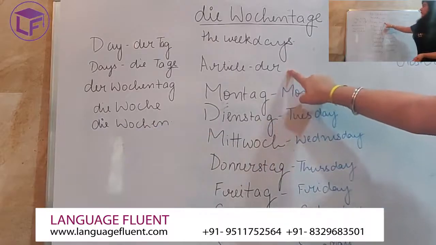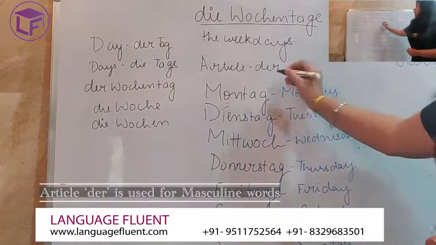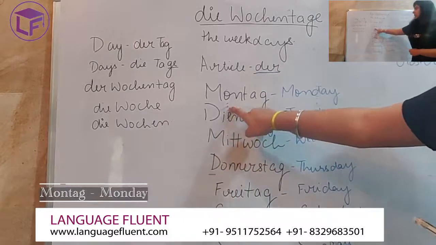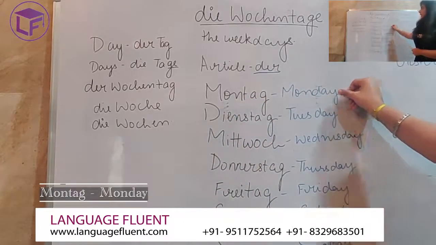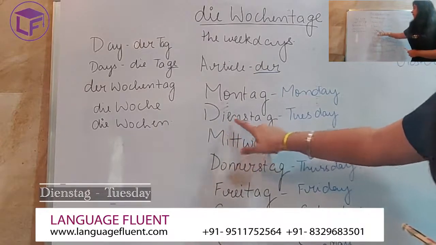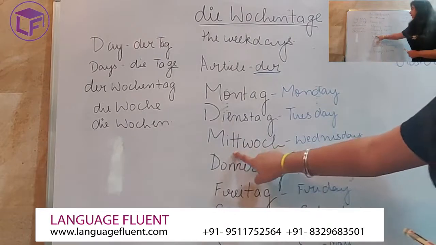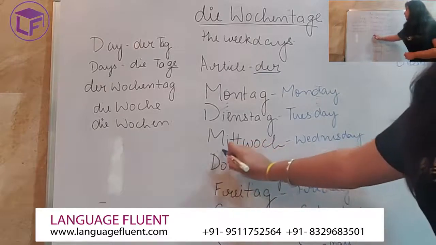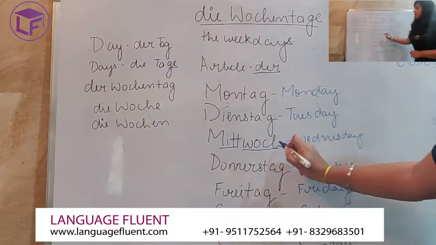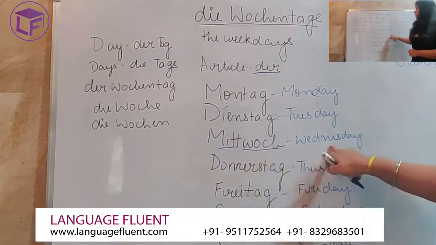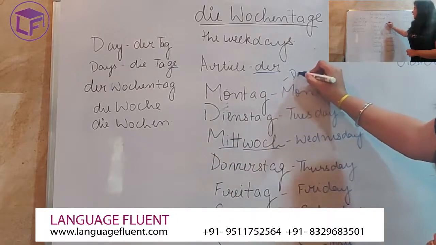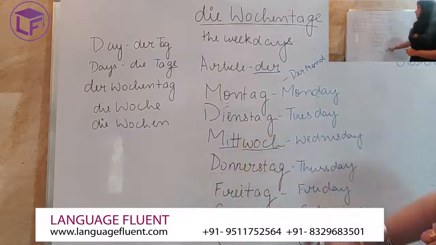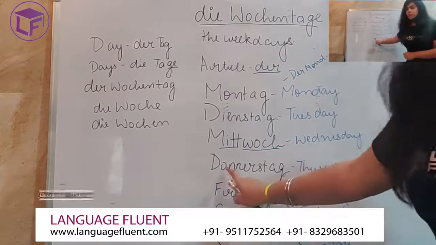The article that will be used for days is der. That means they are masculine. So let's start. First is Montag, which means Monday. Then Dienstag means Tuesday. Mittwoch means Wednesday, the middle of the week. Mit means middle and Woche is for week. Montag comes from der Mond, meaning the moon.